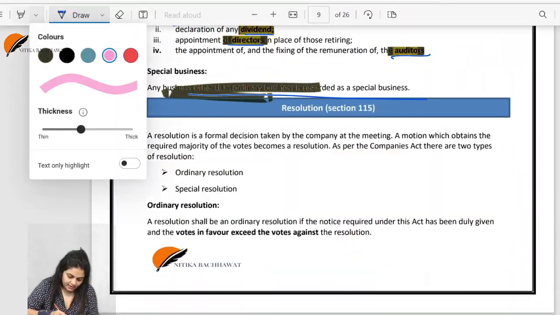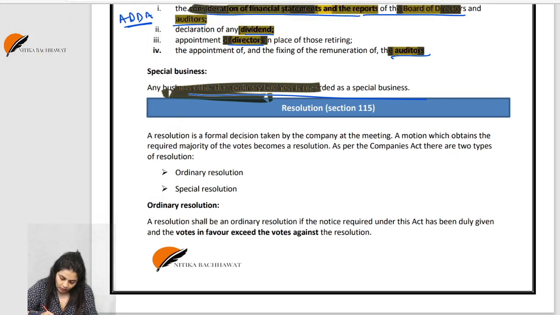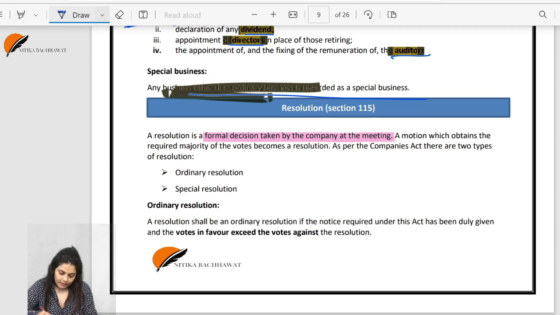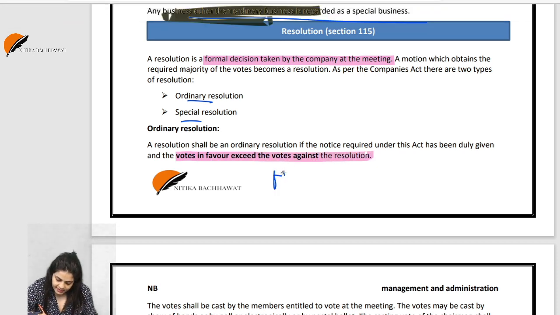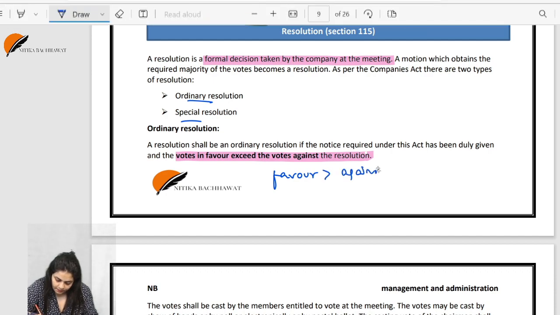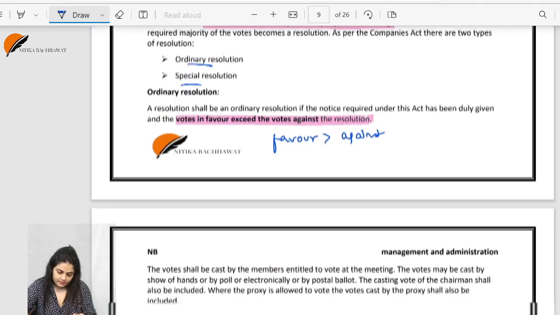What is resolution? It means the formal decision taken by the company at the meeting, and a resolution can be ordinary or special. Ordinary resolution means votes in favor exceeding the votes against. That means, to put it in simple terms, the vote in favor is more than the vote against.